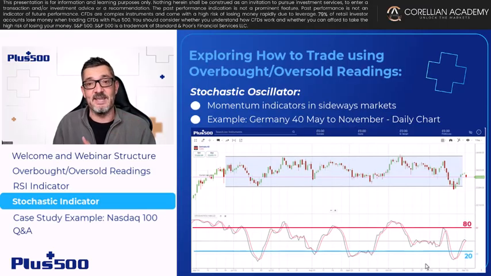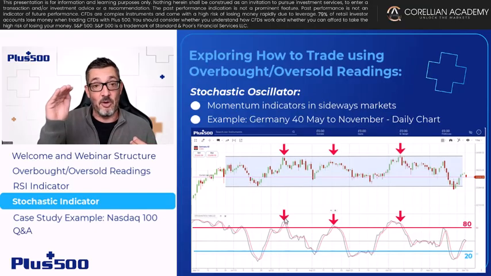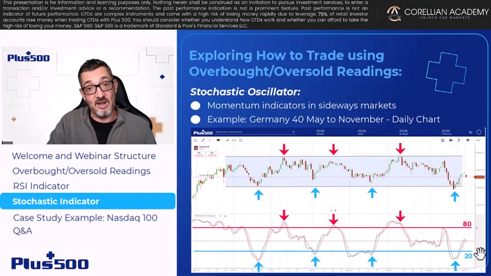When we add the stochastic indicator, the picture becomes very clear. Overbought readings aligned with turning points at the top of the range, and oversold readings aligned with turning points at the bottom of the range. The RSI showed similar behavior.